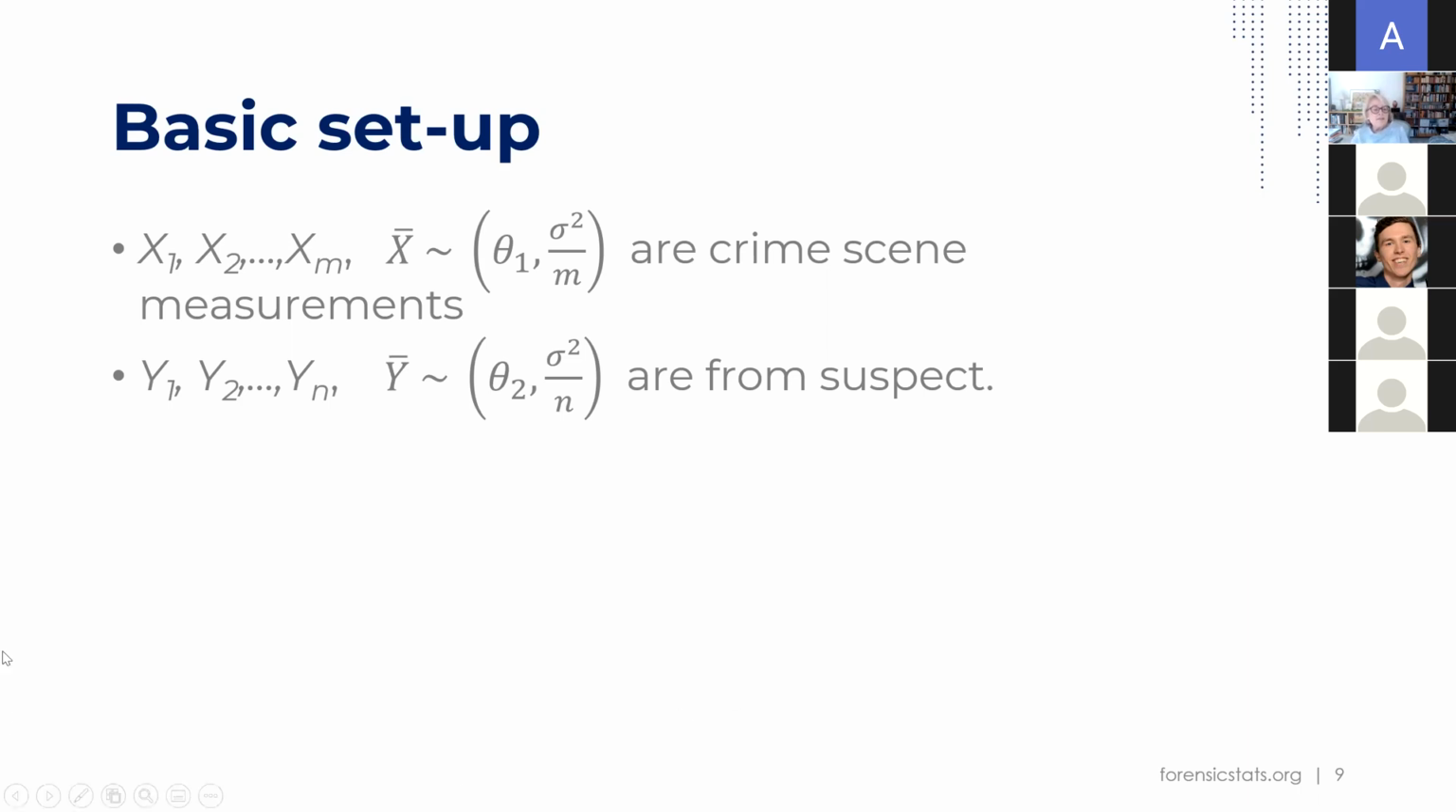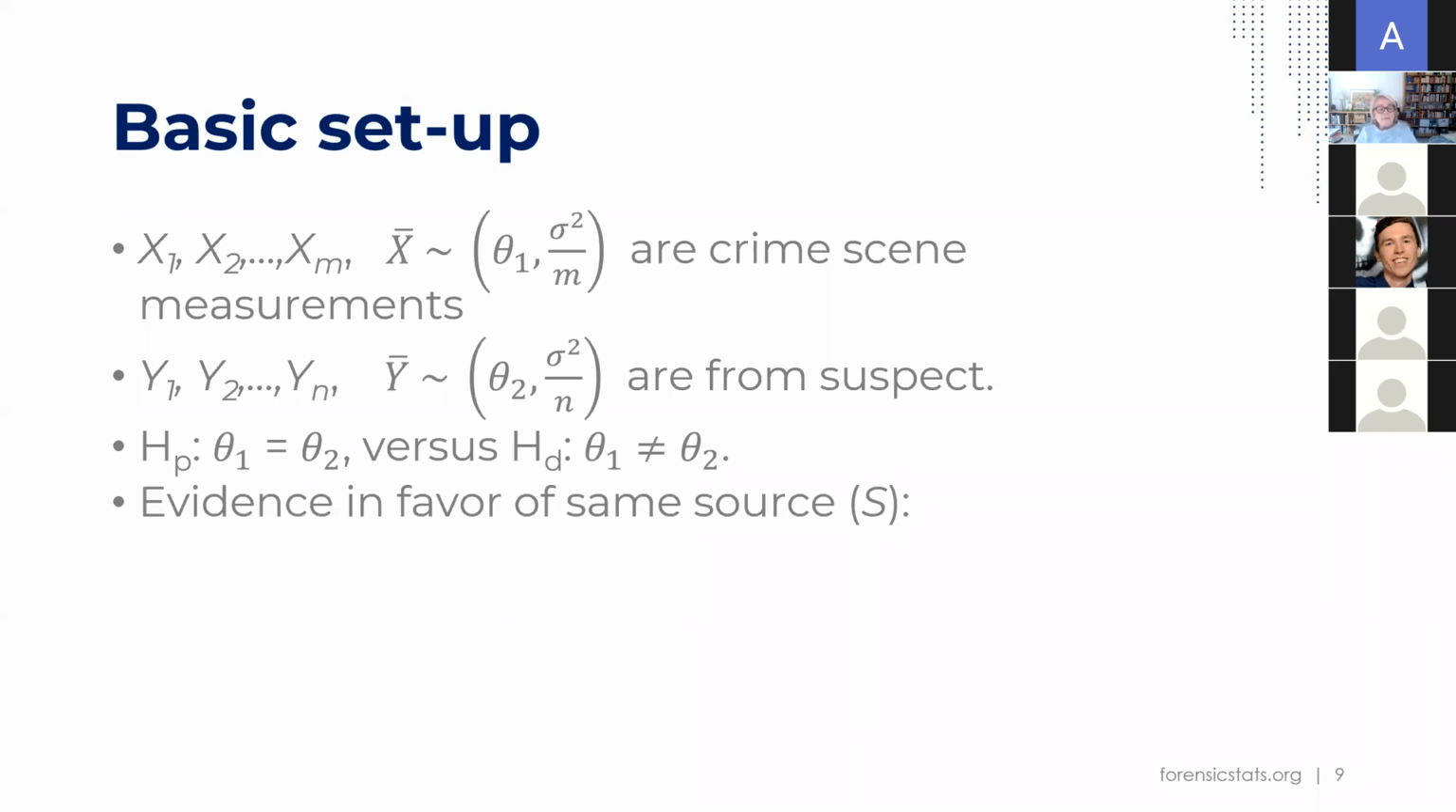And then I also have measurements, let's say N, from the item I recover from the suspect or the defendant, and call the mean, let's say it's Y bar, and it has a distribution with some unknown mean theta 2, and the same variance, sigma squared, but divided by N. So the prosecutor's hypothesis in this setting, or the source question, is equivalent to testing a hypothesis of equal means, theta 1 equals theta 2, versus different means, theta 1 different from theta 2.